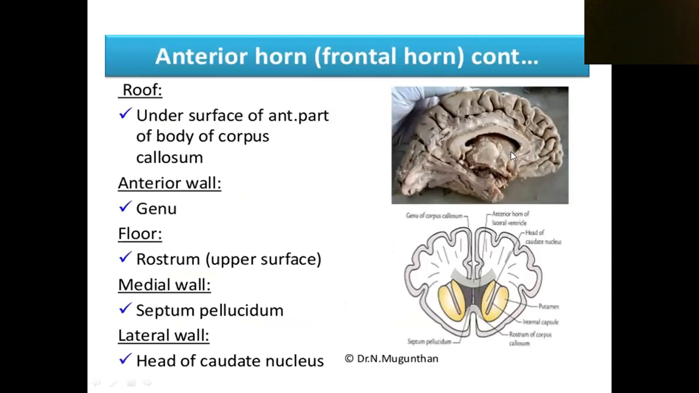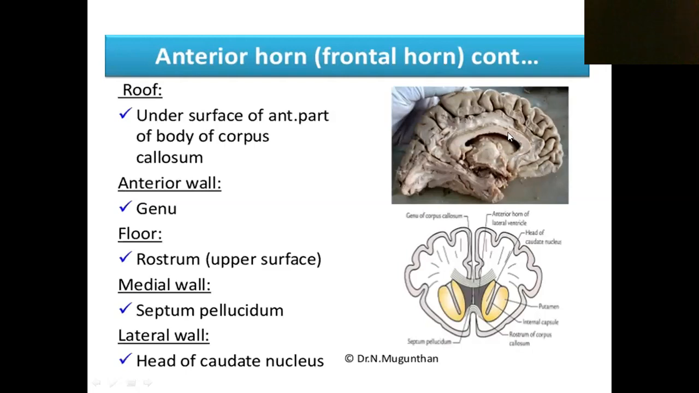What are the boundaries? Superiorly, no doubt, the body of the corpus callosum. So the roof is formed by the body of the corpus callosum. Inferiorly, this structure, what is that? A rostrum of the corpus callosum. Along with the rostrum, here we can see the head of the caudate nucleus. So inferiorly, the head of the caudate nucleus and rostrum.